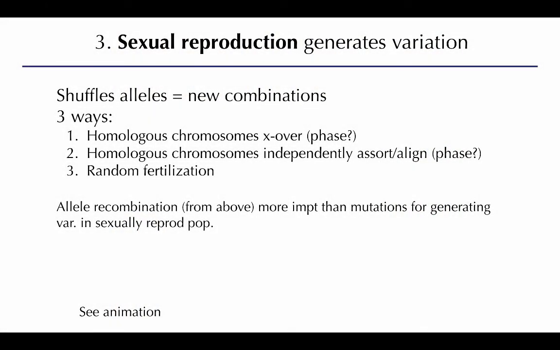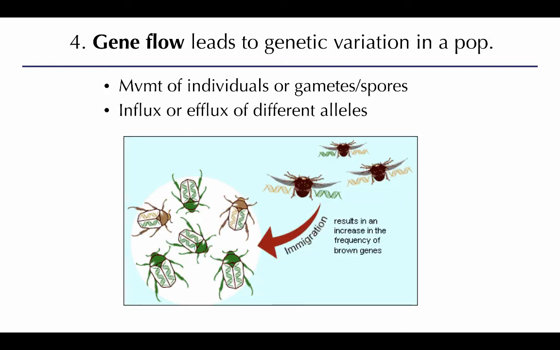And just note that in asexually reproducing organisms, of which there are many, those are all not going to have this way for generation of variation. In sexually reproducing organisms, however, this is probably the most important variation generator. Gene flow very clearly leads to genetic variation.